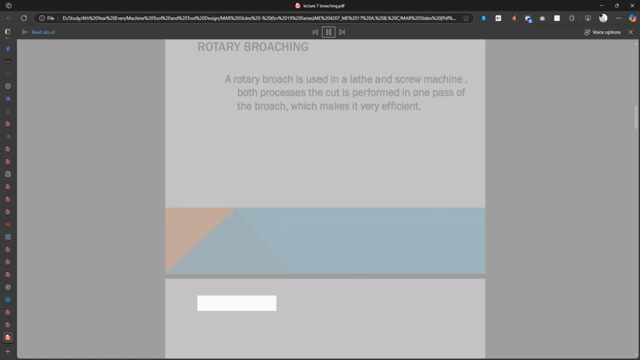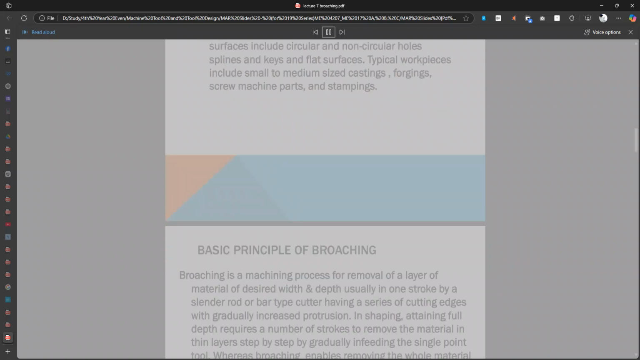Applications. Broaching is used when precision machining is required, especially for odd shapes. Commonly machined surfaces include circular and non-circular holes, splines and keys, and flat surfaces. Typical workpieces include small to medium-sized castings, forgings, screw machine parts, and stampings.